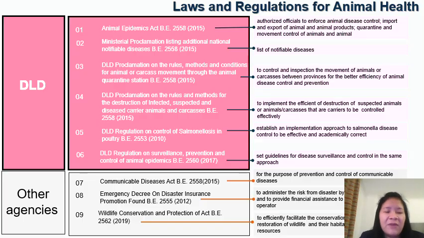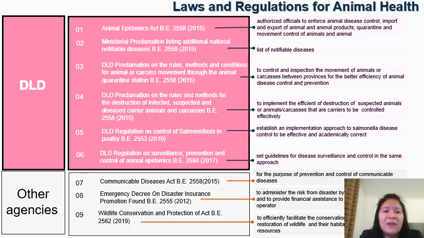I think what is very relevant in terms of having the surveillance is that you have to have law and regulations for animal health in order to authorize officials to enforce any animal disease control, to control any import and export of any risk of introduction of disease into the country, and also to quarantine and control movement, making sure that the disease does not spread. As you can see up there, there are 6 laws that are important for DLD, and we already have them.